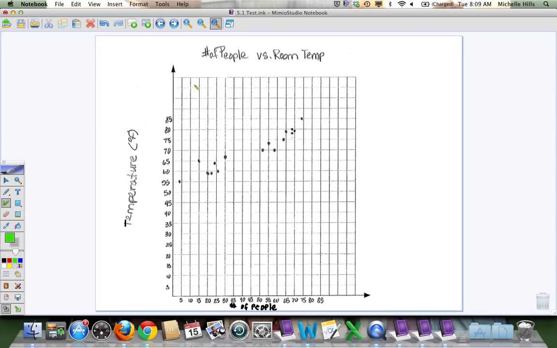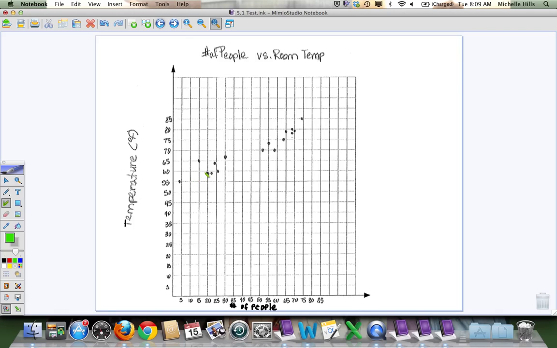My title: number of people versus room temperature. The number of people went on the horizontal axis, the temperature in degrees Fahrenheit went on the vertical axis, and then I plotted the points that were given to me. And my graph ultimately looked like this.